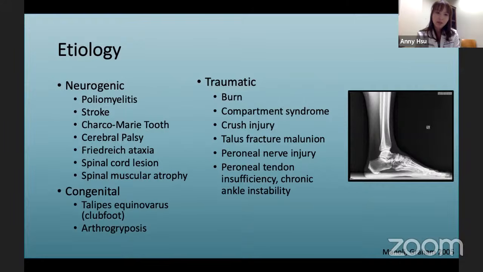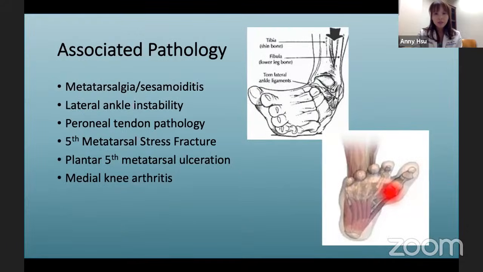For children, this is commonly congenital and noted with clubfoot and also arthrogryposis. For adult patients that do not have any underlying neurogenic causes, this can be an aftermath of some trauma, including burns, compartment syndromes, crush injuries, and very commonly talus fracture malunion, as well as a peroneal nerve injury or peroneal tendon insufficiency.